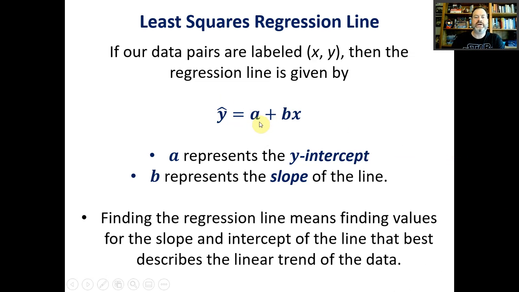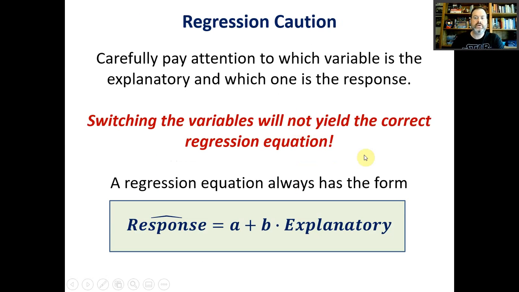So the number by itself is the intercept. The number times x is the slope. You cannot switch these things. This is what I just told you about on the calculator.